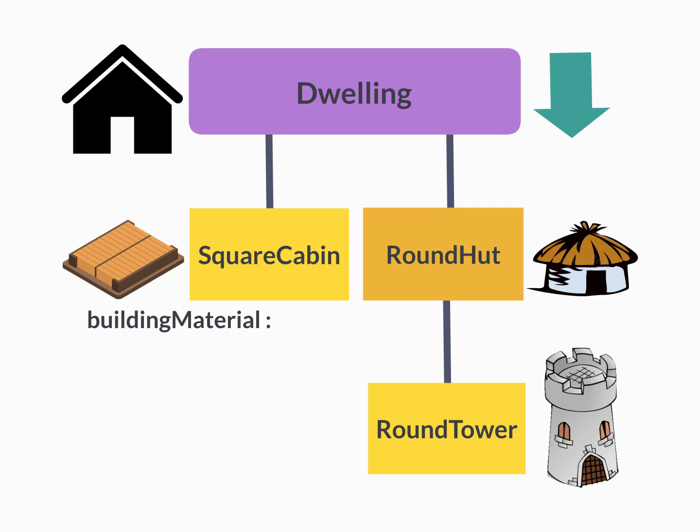In the Dwelling class, you define an abstract variable buildingMaterial. SquareCabin is a subclass of Dwelling, so it must provide a value for buildingMaterial. Use the override keyword to indicate that this property is defined in the parent class and will be replaced in this class.